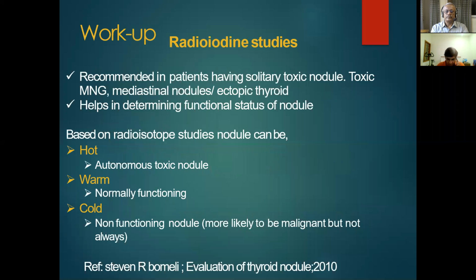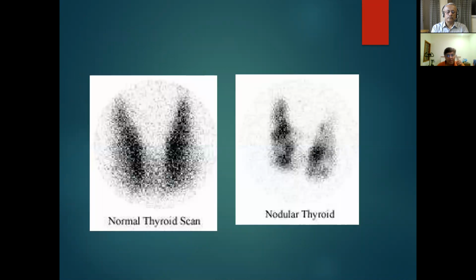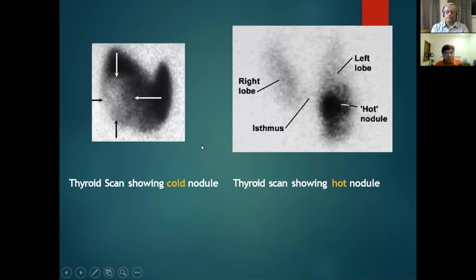Radioiodine studies come next. It is recommended in patients having solitary toxic nodule or toxic multinodular goiter, mediastinal nodules, or ectopic thyroid. It helps in determining the functional status of the nodule. Based on the radioisotope studies, the nodule can be hot, that is toxic nodule, warm, normally functioning, and cold, non-functioning nodule. Non-functioning cold nodules are more likely to be malignant, but not always. So this is a normal thyroid scan, and this is the nodular thyroid. Here we could see the cold nodule, and this is the hot nodule.